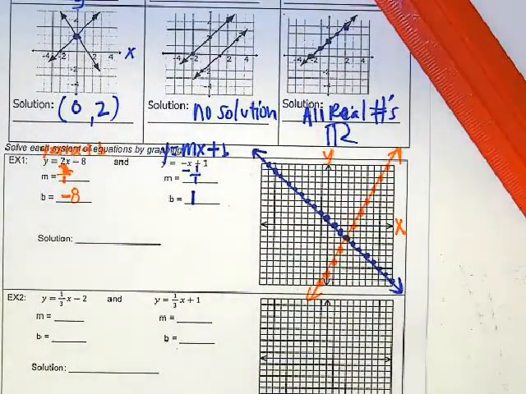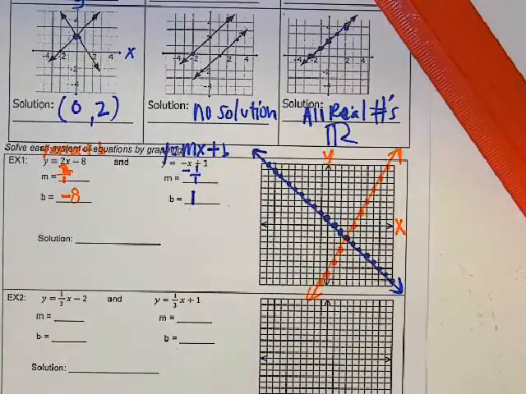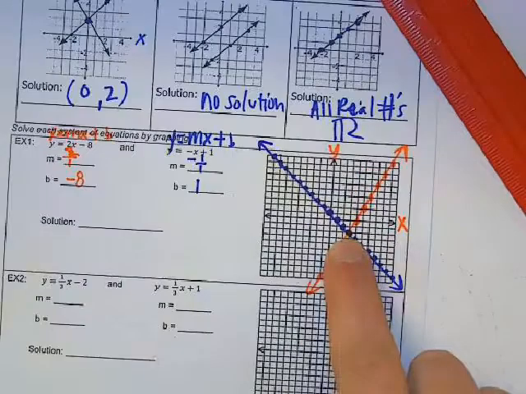Now, it wants to know the solution. What's solution mean? Where they cross. When you have a system, meaning two equations, your solution is where they cross. Okay, so right here is where they cross.